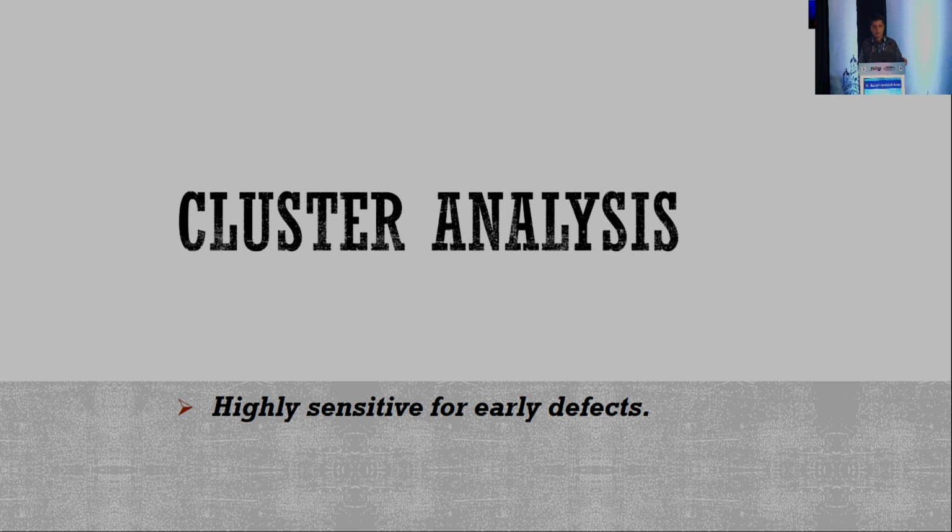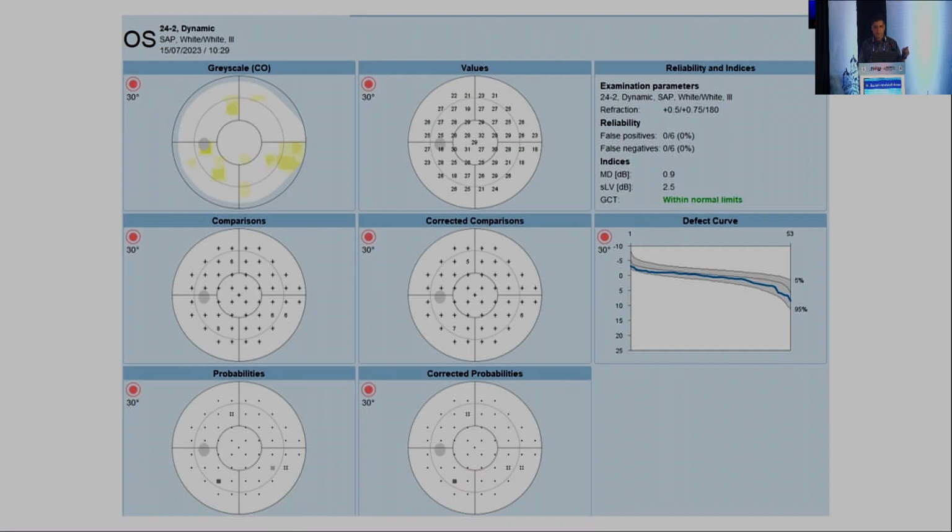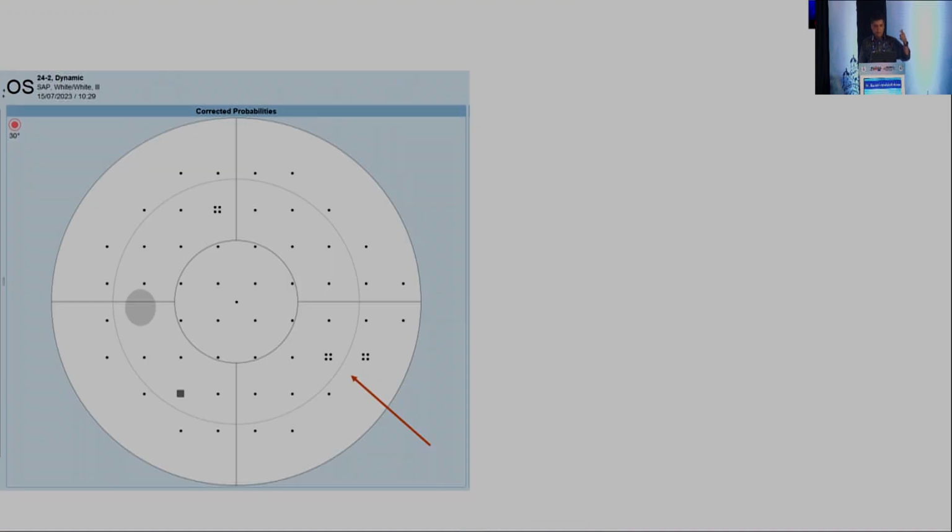Now, cluster analysis is very sensitive for early defects. It basically divides the entire visual field into 10 different clusters based on the patterns of the RNFL bundles. Let's understand this with an example. If you look at this patient's left eye visual field and you look at the corrected probabilities, let's look at it in a zoomed up manner.